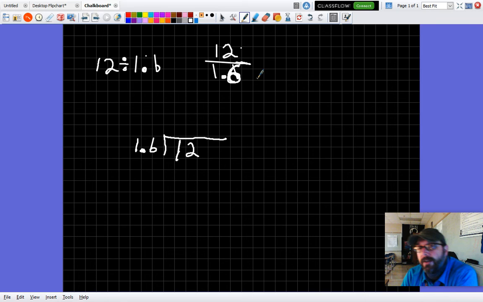All right. Now, I really wrote it in a fraction form because I wanted you to see something. I am going to get rid of this 0.6. I don't want that 0.6 there. Okay, so how do I do that?